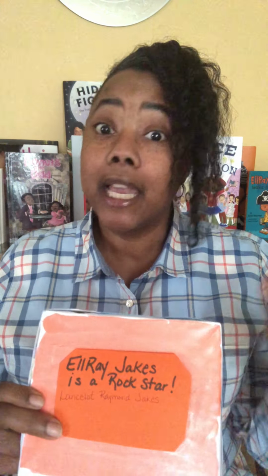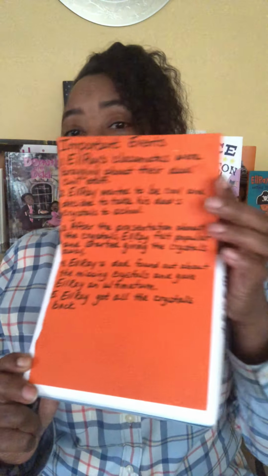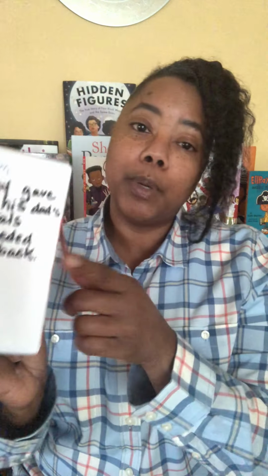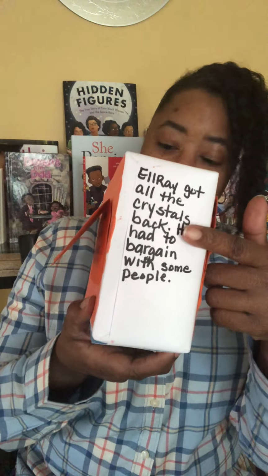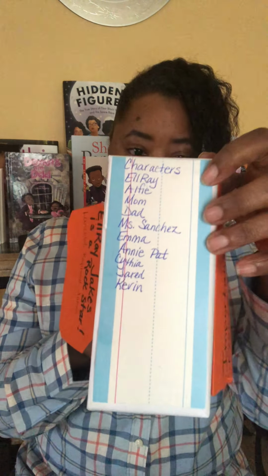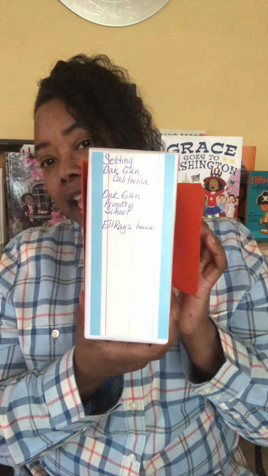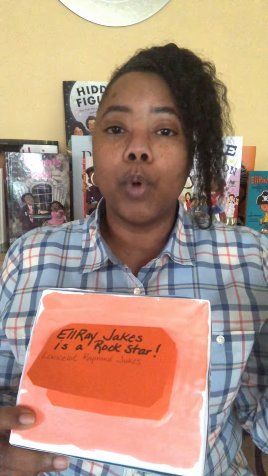Anyway, L. Ray Jakes is a Rock Star by Sally Warner, illustrated by Jamie Harper. His real name is Lancelot Raymond Jakes, hence the nickname L. Ray. On the back, I have put the important events. I think I have 5 important events here. And then on the side, I put the problem on one side and the solution on the other side. I put the characters here, and then I put the setting. I thought this was just cute to get the information that we want kids to have anyway, but to do it in a more fun, creative, artistic way. I know I have fun doing this.